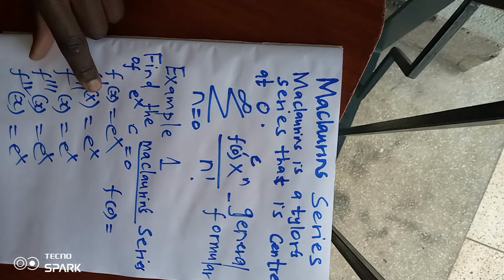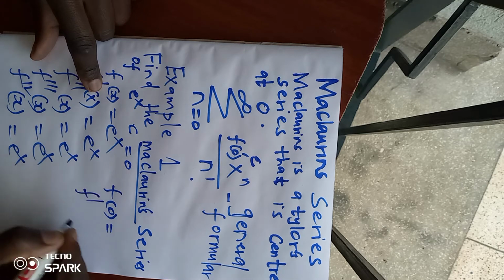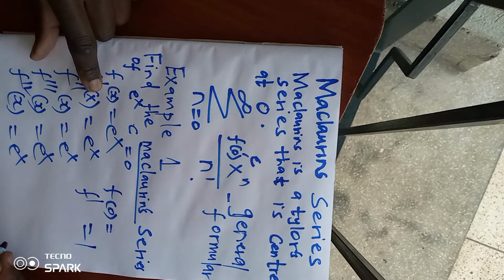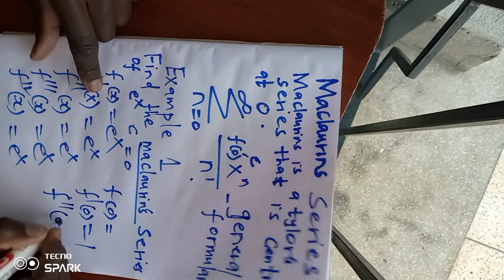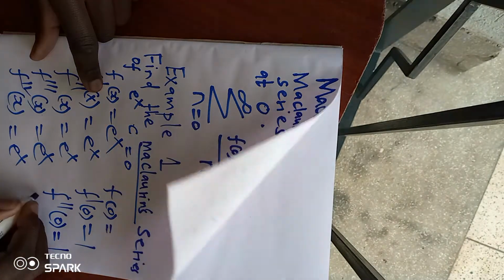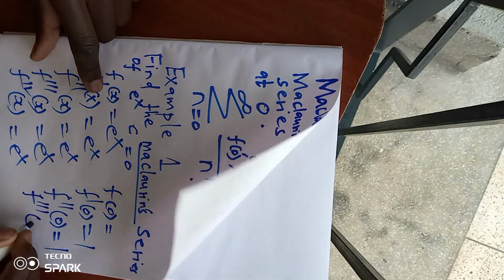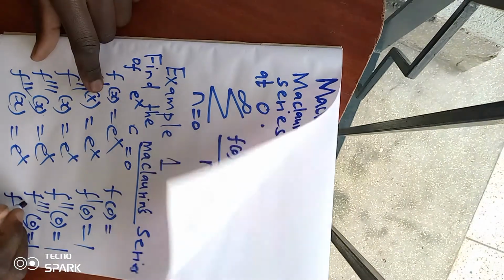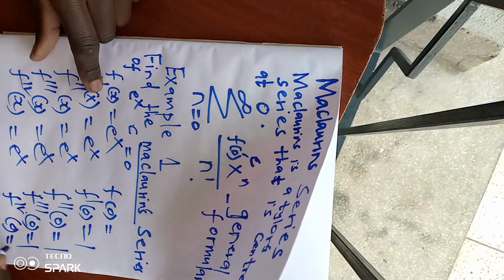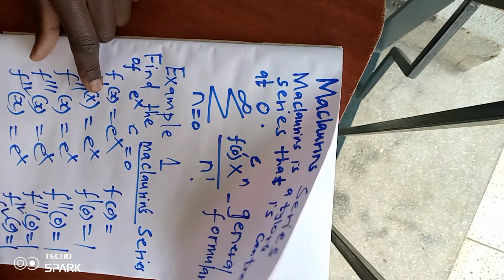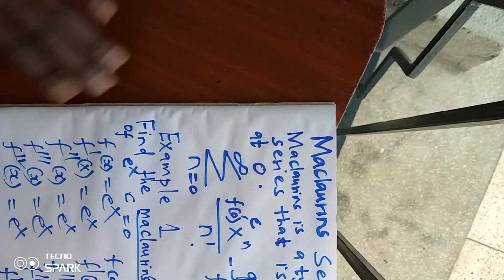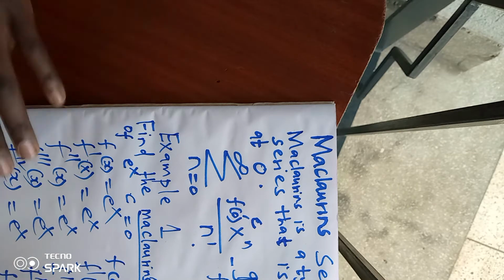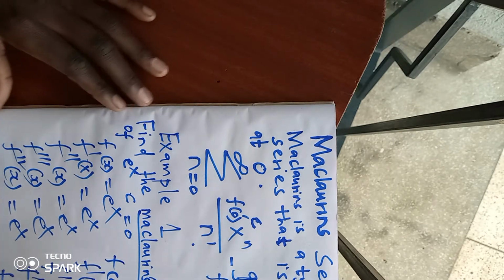Now if you derive e exponential at zero, you'll get one. For the second derivative at zero, you'll get one. The third will also be one, the fourth will also be one, and this goes up to infinity. After doing this, now we can try and open our series.